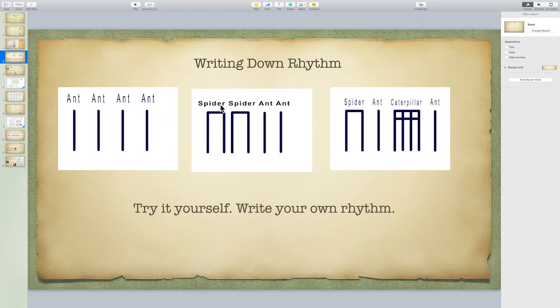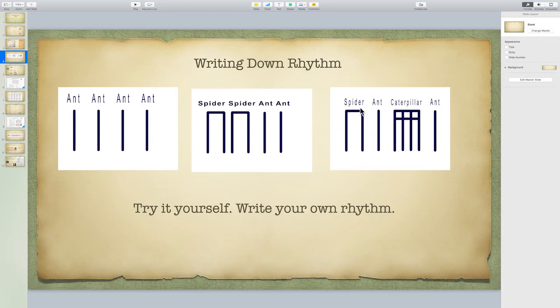So if we read that from the beginning now, it would read ant, ant, ant, ant, spider, spider, ant, ant. It's easy, isn't it? So remember, the faster notes are joined up at the top. The slower notes, or the longer notes, are not joined up.